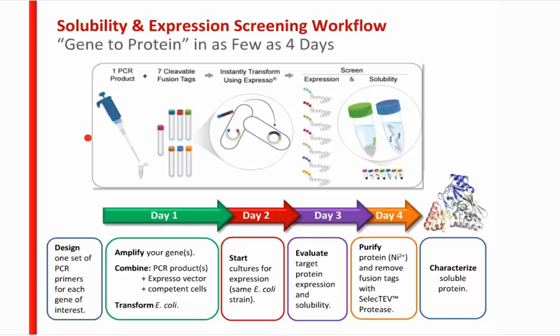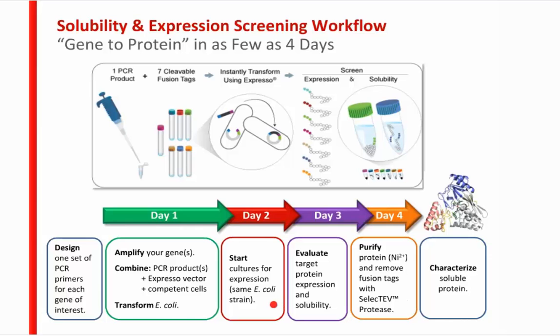You can test all of these fusion tags in the kit in a very short amount of time against your target or targets. And this is how it works. So we design one set of PCR primers for each gene of interest, not for each vector, but for each gene of interest. On the first day, we amplify the target and check it on a gel. And you're going to do a PCR product and an Expresso vector addition to the competent cells. So you just thaw the cells on ice, add your PCR product, add your Expresso vector, and transform E. coli. On day 2, we PCR screen the colonies and start overnight cultures.